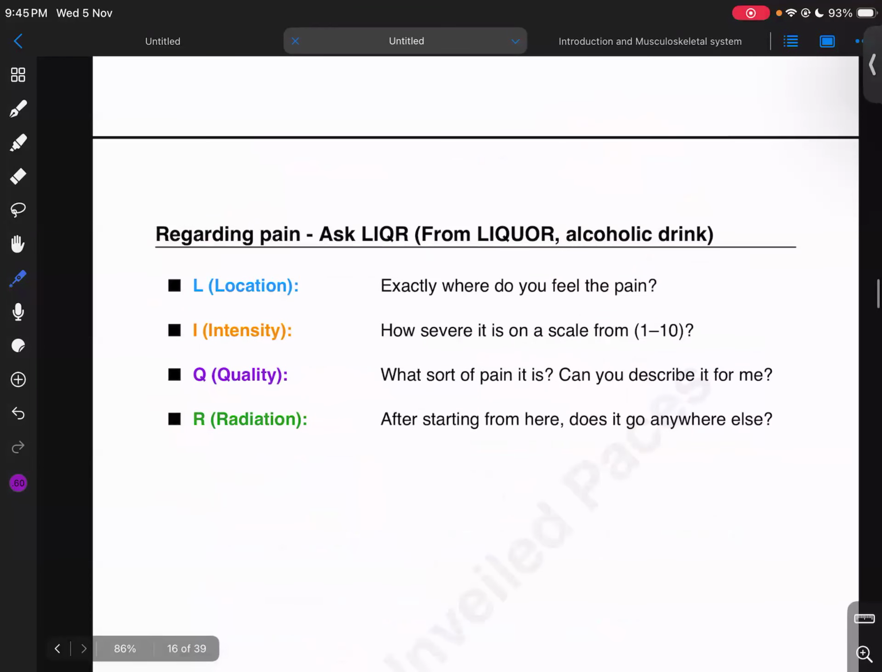The next important thing is regarding pain. Whenever there is any pain, the first question will be whether there was any history of trauma. This is the first question. For any pain, we have to ask whether there is any history of trauma. Then we have to analyze the pain using the mnemonic LICOR. This is my personal mnemonic. You can have your own, but this is easier to use. So what does LICOR stand for? Here L stands for location, I for intensity, C for character, O for onset, R for radiation. Each one is very important.